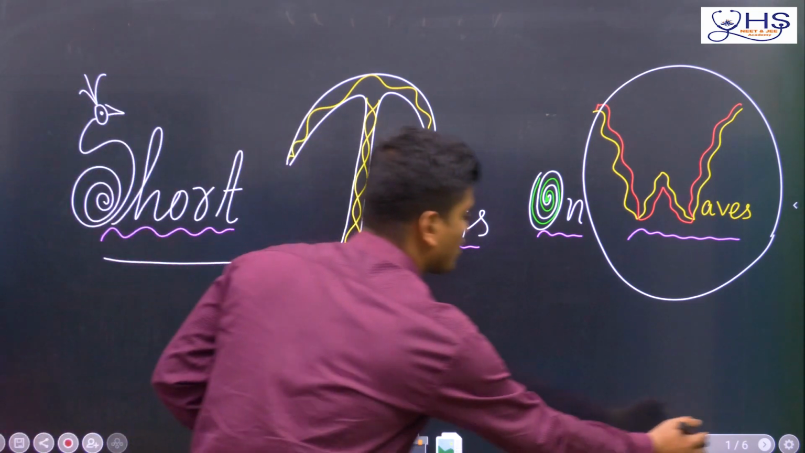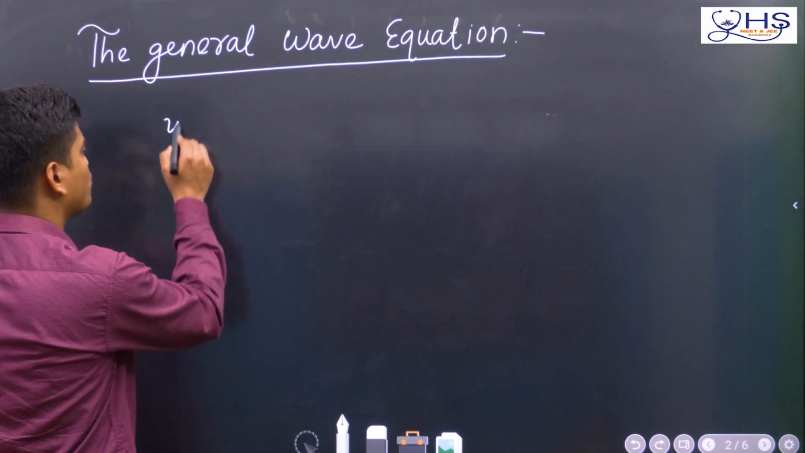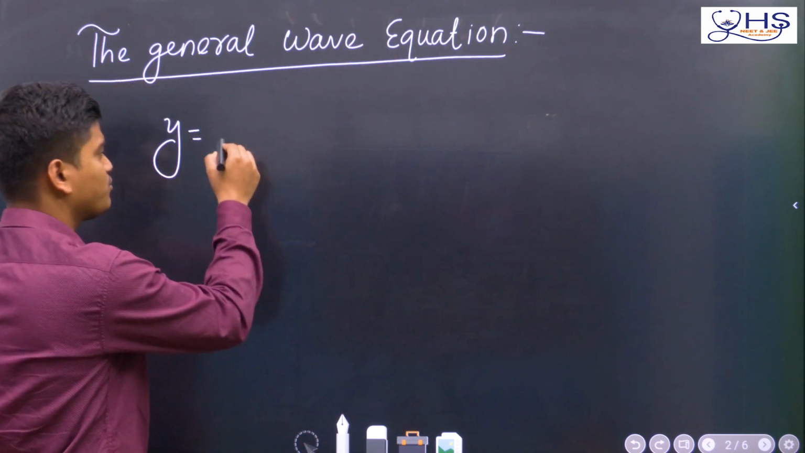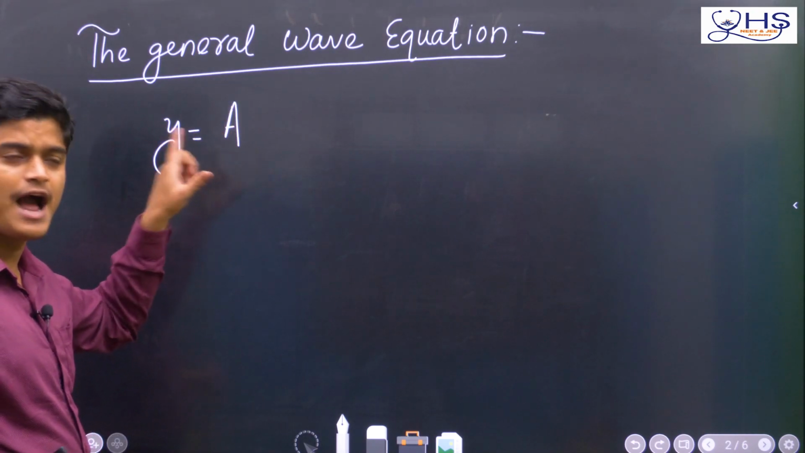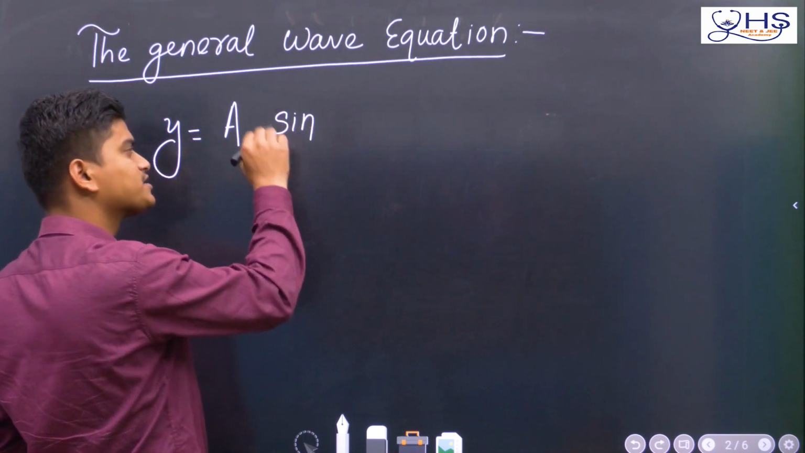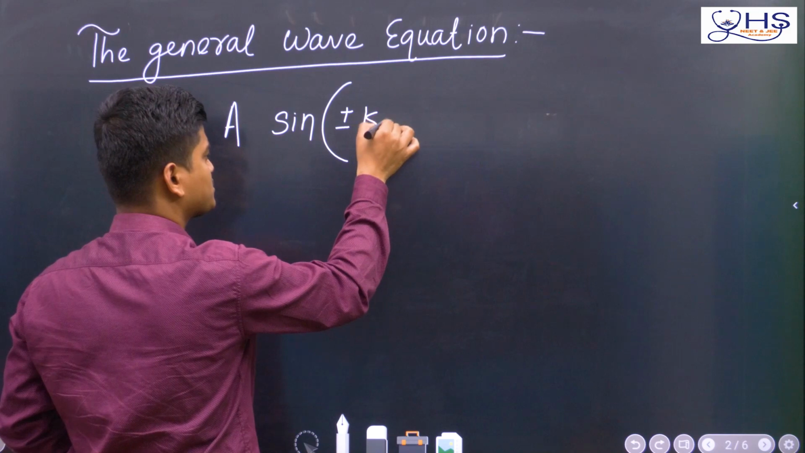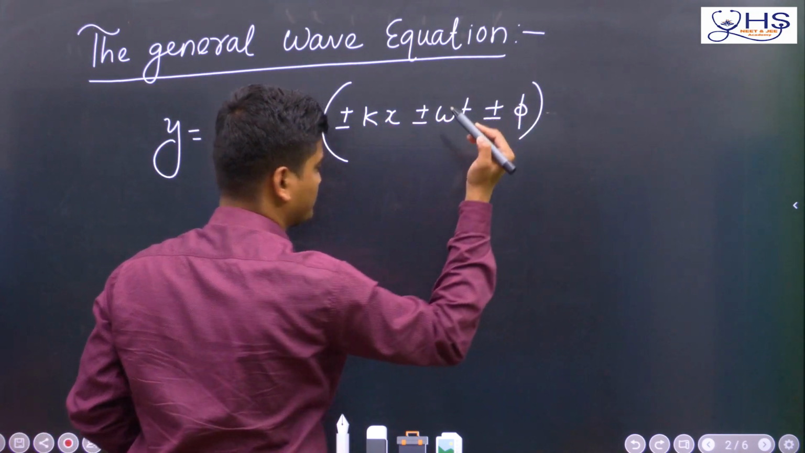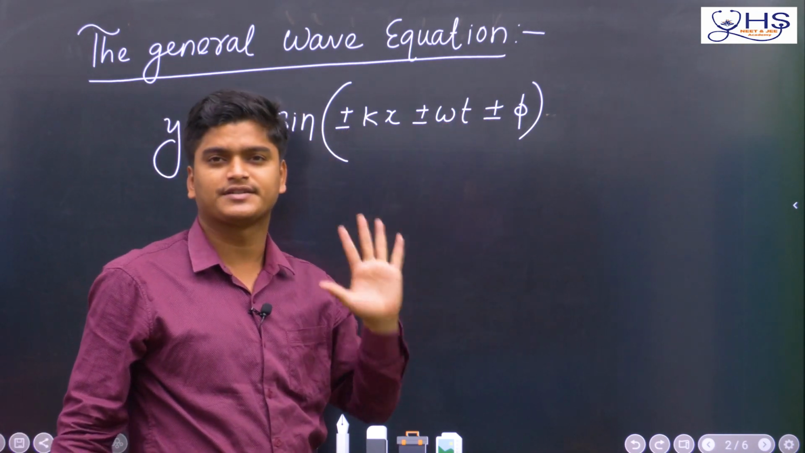So here, let's come to this video. First of all, let me write the general equation of a wave. When we study waves, one general equation we give is y equal to a, some constant, which is called the amplitude, the maximum displacement of the wave. Then you can write either sine or cos, then a bracket, then plus minus kx plus minus omega t plus minus phi. In general I am writing plus minus everywhere.